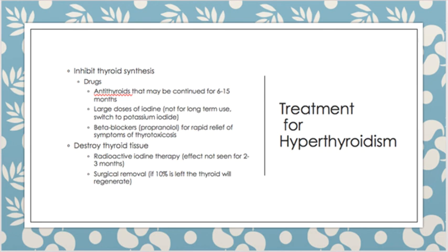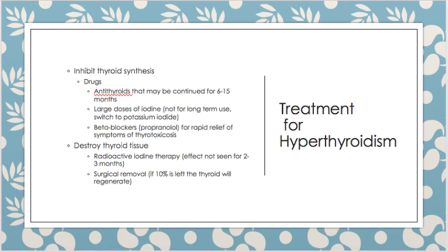Treatment of hyperthyroidism is going to be targeted at inhibiting the thyroid synthesis. And this can be done by using drugs or by destroying the thyroid tissue. So drugs that do this are termed anti-thyroid drugs, and they may be continued anywhere from 6 to 15 months. They also use large doses of iodine. Again, this is not used for long-term use. And beta blockers offer the symptomatic relief. So relief from the things like the palpitations and increased heart rate and stuff like that.